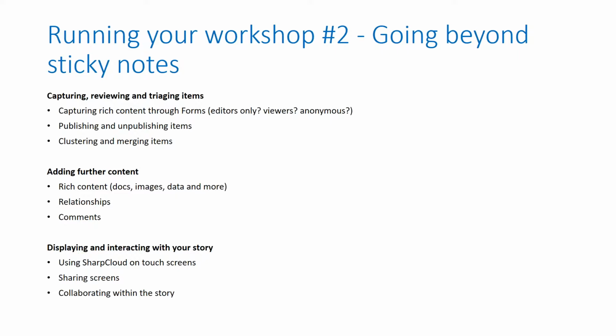You can also add relationships. Again, notoriously difficult with post-it notes. You can draw lines, you can sort of infer relationships, but you can't really translate that too easily or too quickly into something that others can interact with. And as you're probably all aware, SharpCloud is very much built around that ability to draw lines between items, to connect things for whatever reason is relevant.